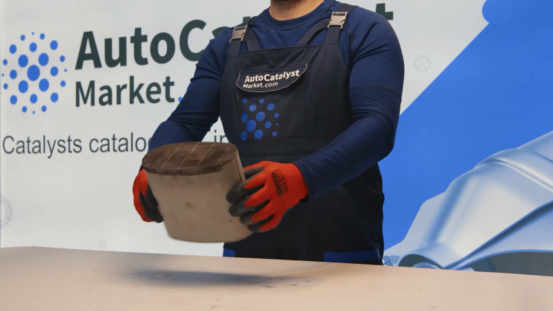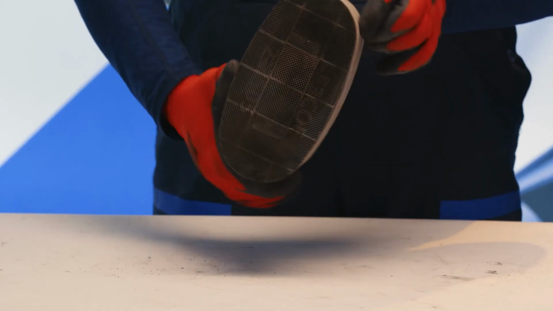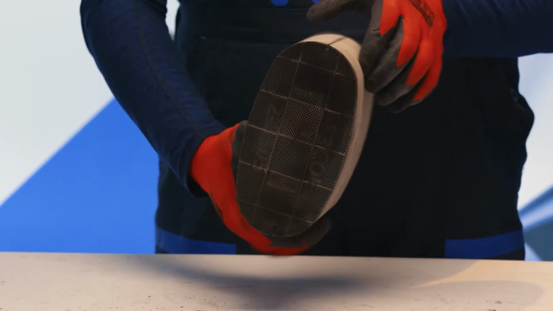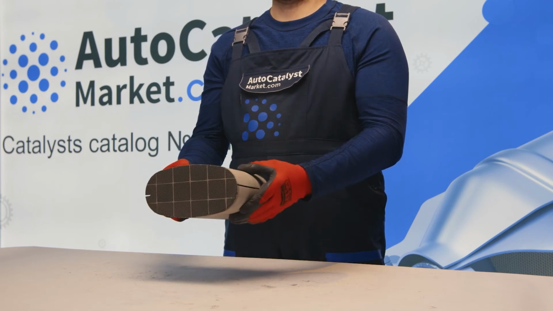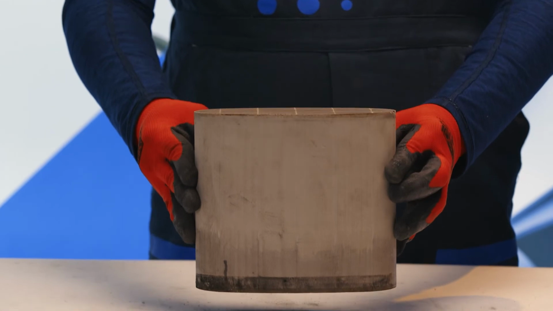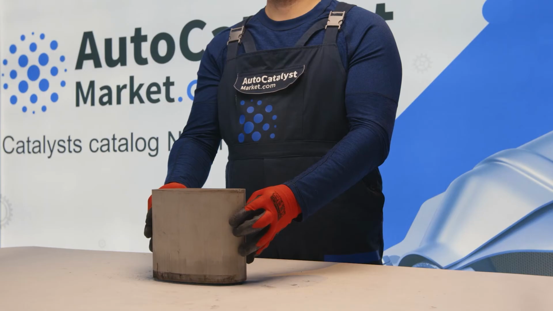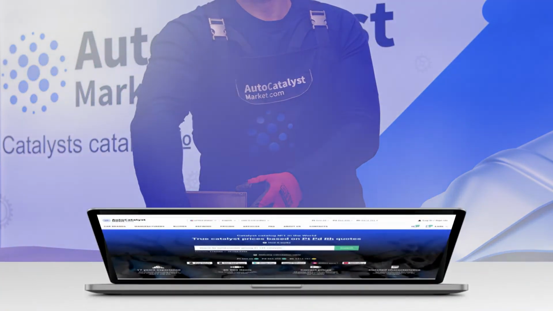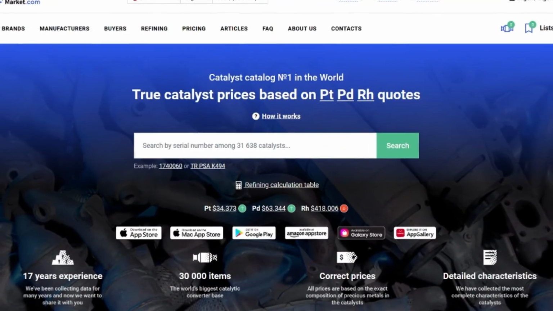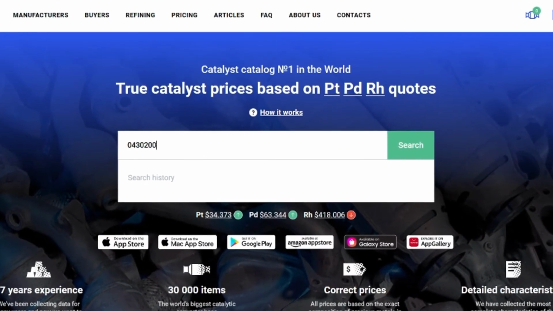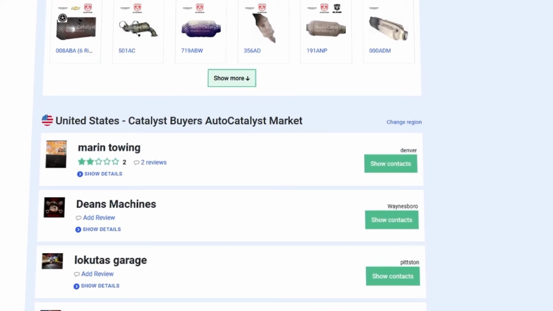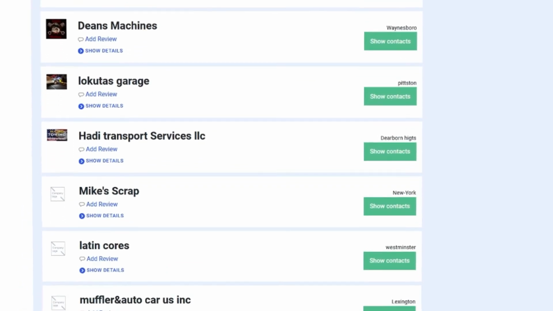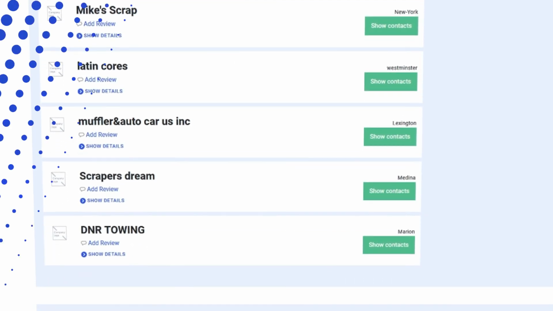The particulate filter can function as a soot trap and be free of the precious metals, but it can also combine the function of a particulate filter and a catalytic converter if it is coated with platinum group metals. It makes sense to hand over such a particulate filter for recycling and get money from it. You can find out the price of the diesel particulate filter scrap and recycle it profitably via autocatalystmarket.com, the world's largest database. That's it for now.